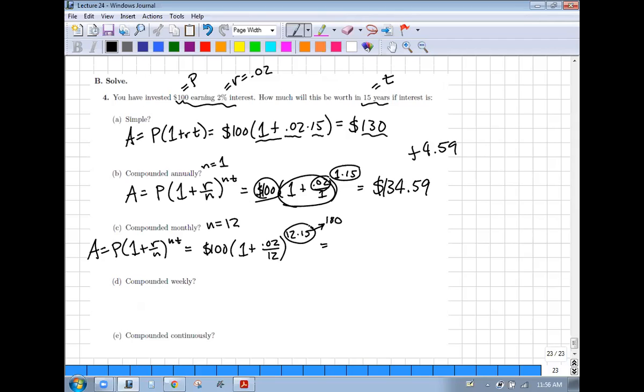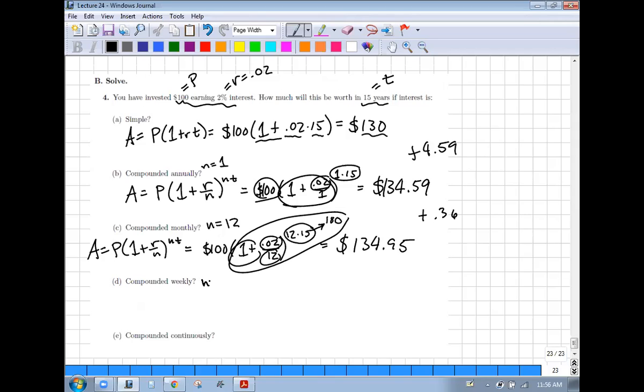So now that I know what that number is, I start here, 0.02, divide by 12. Now add 1. Now to the power of 180. So I got all of that now. Now times 100. And I get $134.95. So I got an extra, what? 36 cents, something like that. Yeah, extra 36 cents. Because they're compounding it 12 times a year instead of just every year.